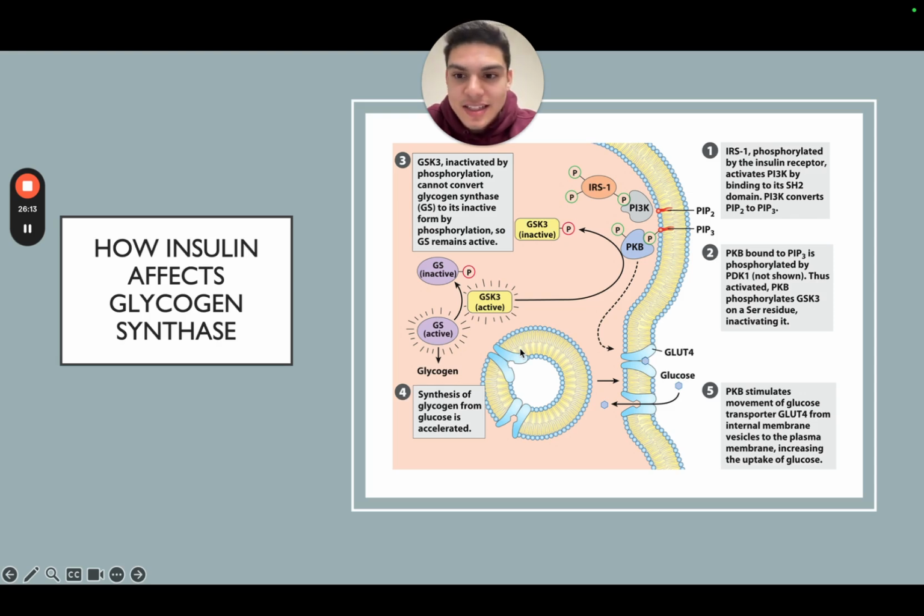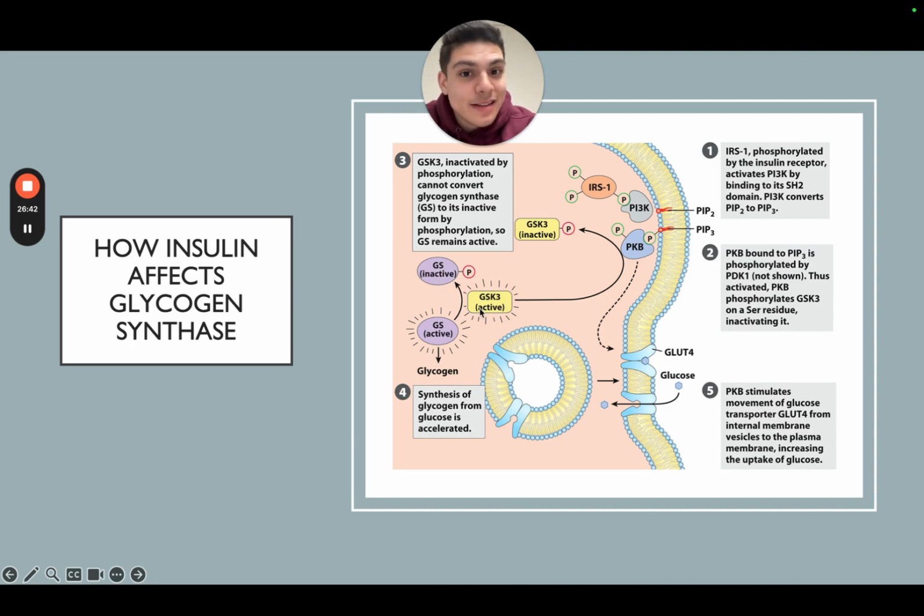And then how insulin affects glycogen synthase. So we know GSK3, if you guys remember the regulatory steps, glycogen synthase is active when it's not phosphorylated. But GSK3 is a kinase, and when it's active, it'll phosphorylate our glycogen synthase, and when it's phosphorylated, it is now inactive.